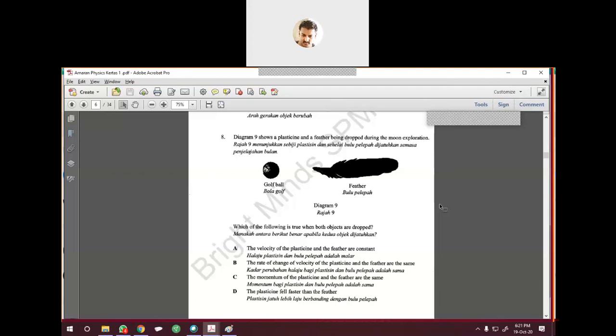Accelerating means acceleration, is it the same? No, acceleration is the same. But now they say the plasticine or the golf ball fell faster, which means the golf ball is accelerating faster. So it's not true. So the answer is B. But in this question we are assuming the moon has air. Put a note there. Instead of the moon exploration, they could have just said drop on Earth.